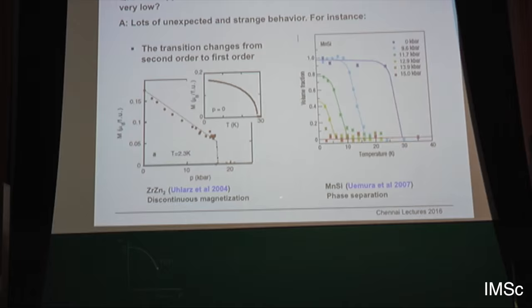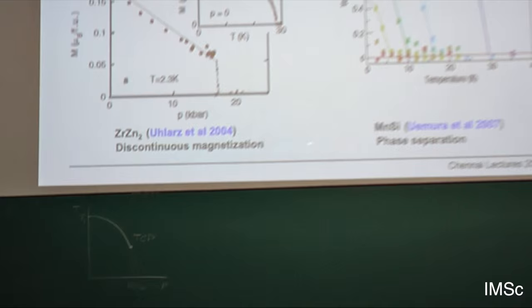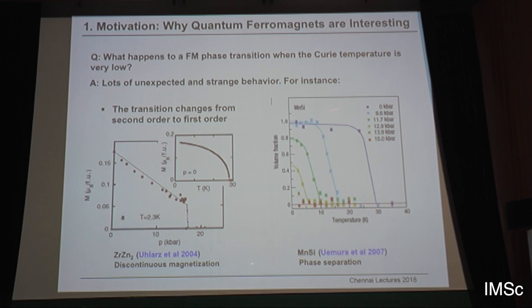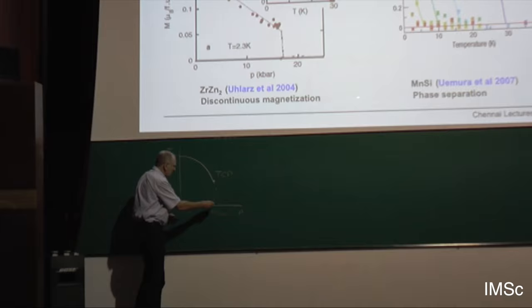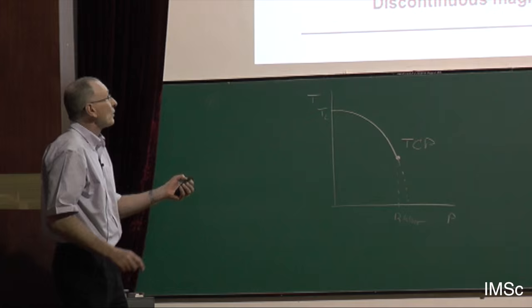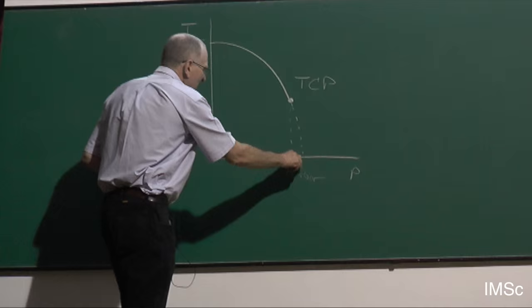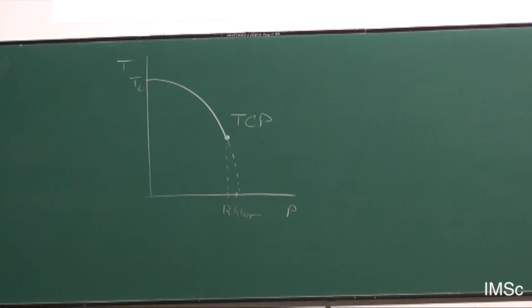Okay. So here you see, even at zero temperature, the volume fraction is less than 1. So somehow 20% of the stuff at this point is not magnetically ordered, 20 volume percent. And if we go to 12.9 kilobars, which is somewhere here, you see it's only about half of the material, volume-wise, that's magnetically ordered, and then it loses it altogether.